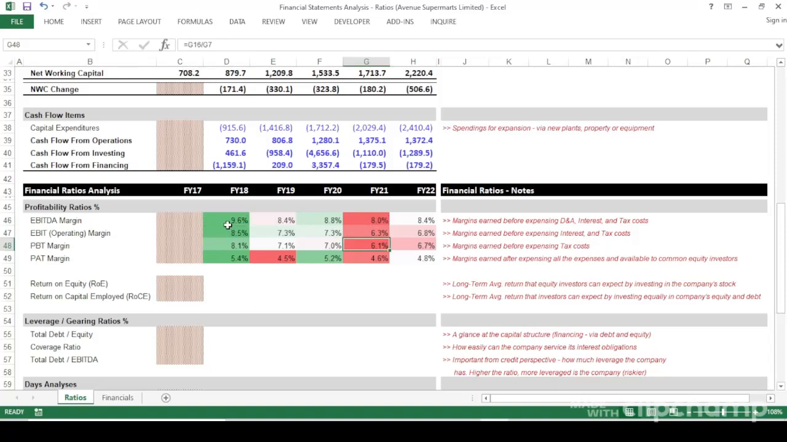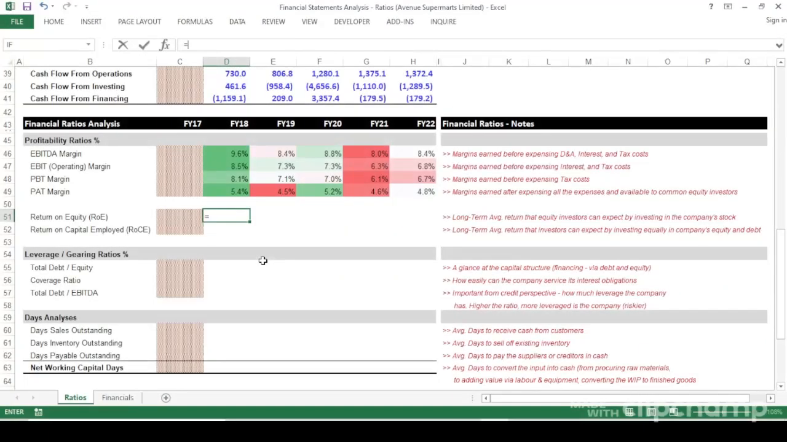So we can see the margins have been on a slight decline here, but now have started increasing again post FY21. So this was mainly because of the COVID impact. So in FY21, all the values are low. And this conditional formatting is going to help you analyze even more efficiently, because you don't need to look at all the values. So just having a quick glance will give you a fair idea about how the company has been performing across all these fiscals.